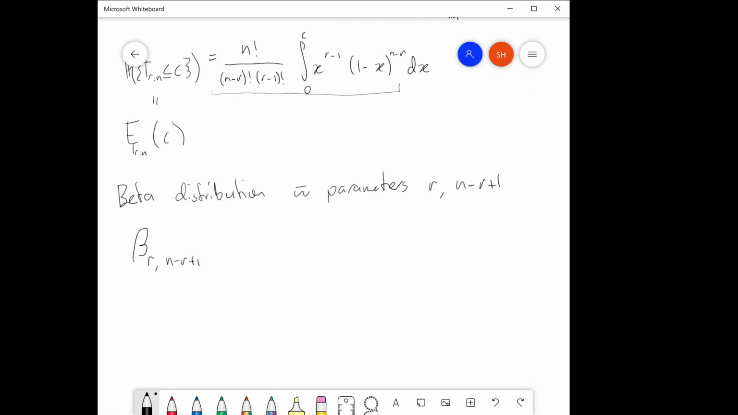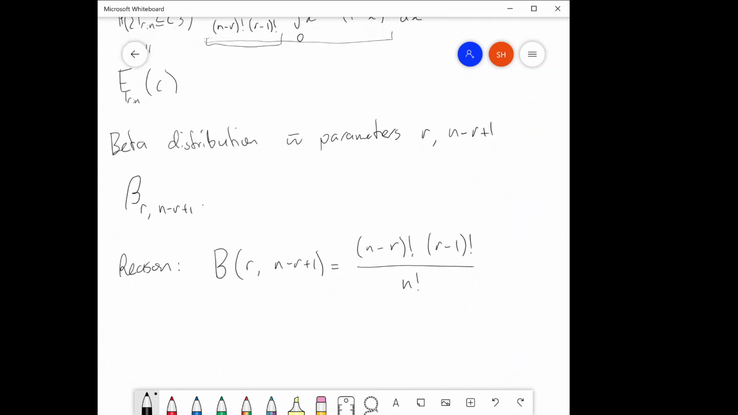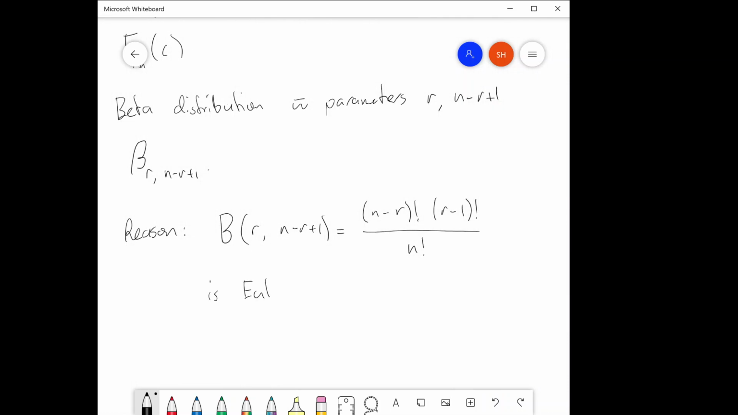And the reason that we have this name is that the normalization factor, the beta function, which is due to Euler, of r and n minus r plus 1, is exactly what we get as normalization: (n minus r) factorial times (r minus 1) factorial divided by n factorial. So this is Euler's beta function.